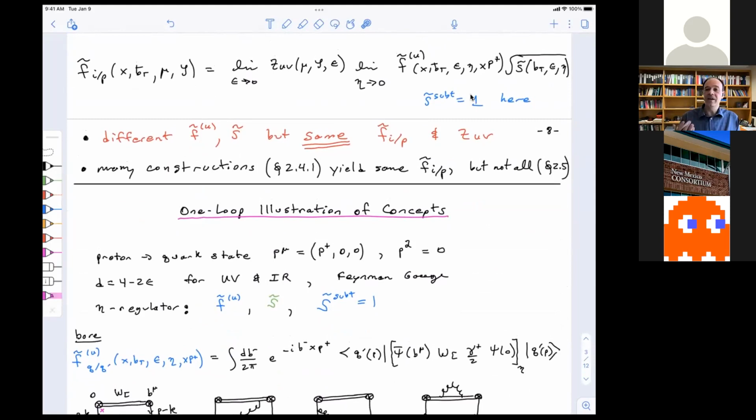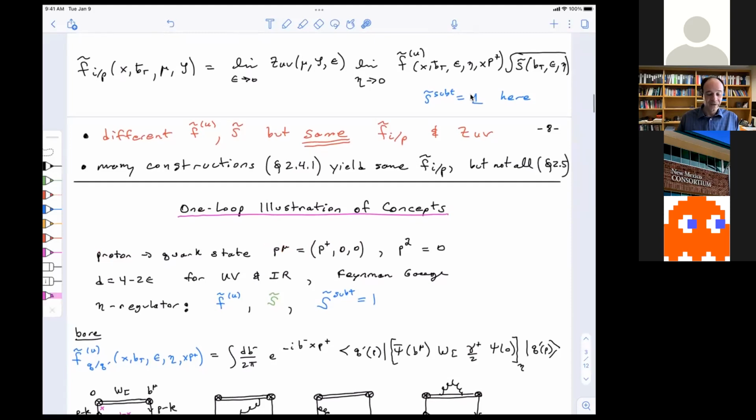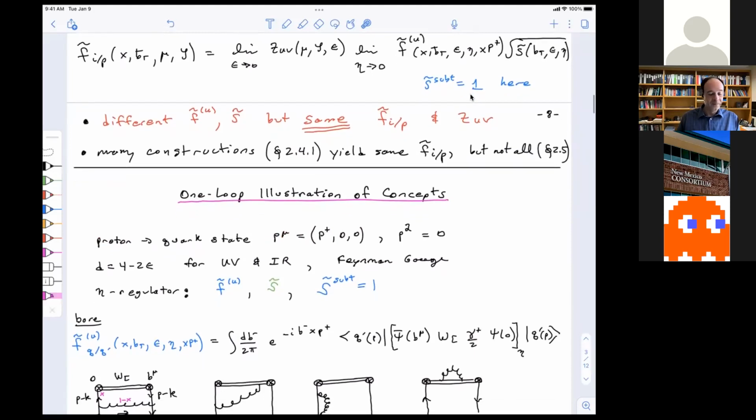So we're going to do a calculation. We're not going to do a calculation with a proton, because I don't know how to do that calculation. We're going to do a calculation with a quark state. So we take the proton and replace it by a quark state. That's fine. It's just doing a partonic calculation. It's an on-shell momentum, so p squared is 0, and I'm just going to take it to have a plus momentum for the external quark. So p^μ is p^+.